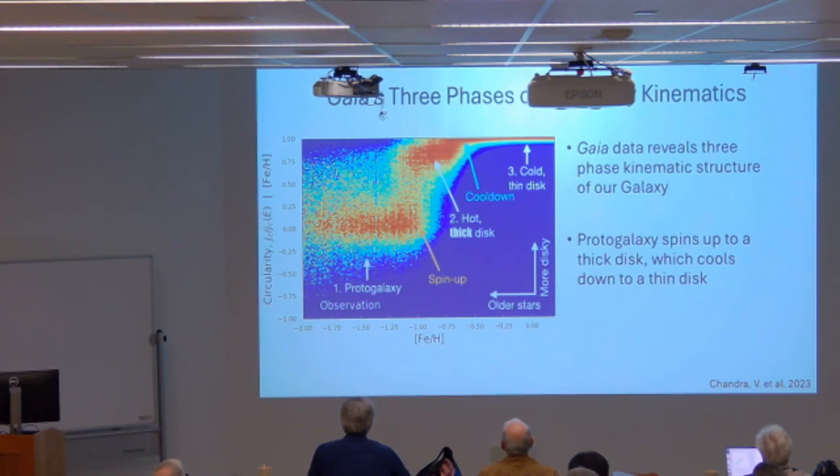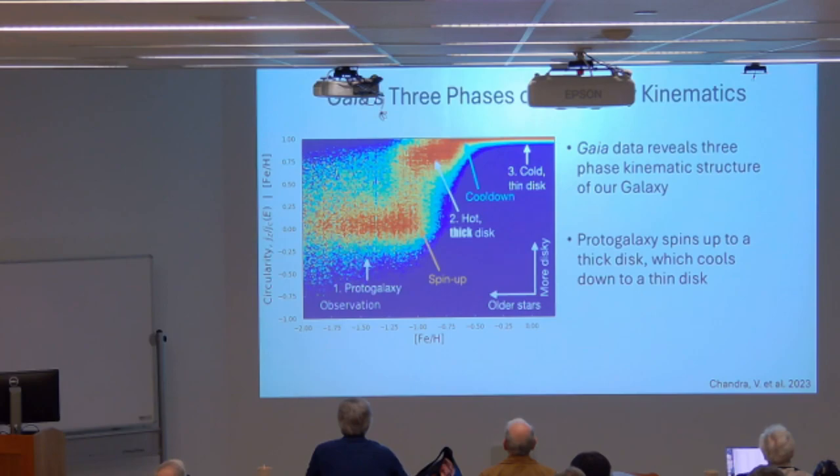intense. So in particular from this plot, what we can extract from it is that the Milky Way's kinematic history and structure evolved in 3 distinct phases. Phase 1, an isotropic spheroidal protogalaxy, followed by phase 2, the protogalaxy spins up into a kinematically hot thick disk, and phase 3, the thick disk cools down into a thin disk.